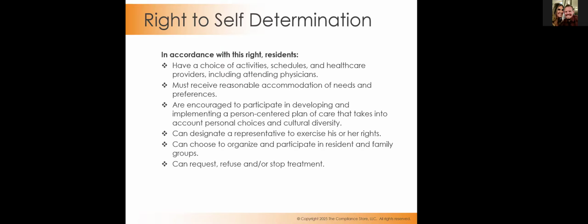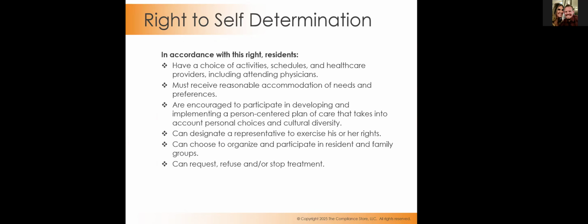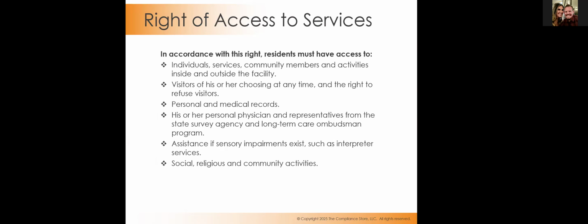They're encouraged to participate in developing and implementing a person-centered plan of care. Sorry, guys, my computer in the background is making some weird noises. They can choose to organize and participate in resident family groups, and they can request to refuse treatment if need be, refuse and or stop.